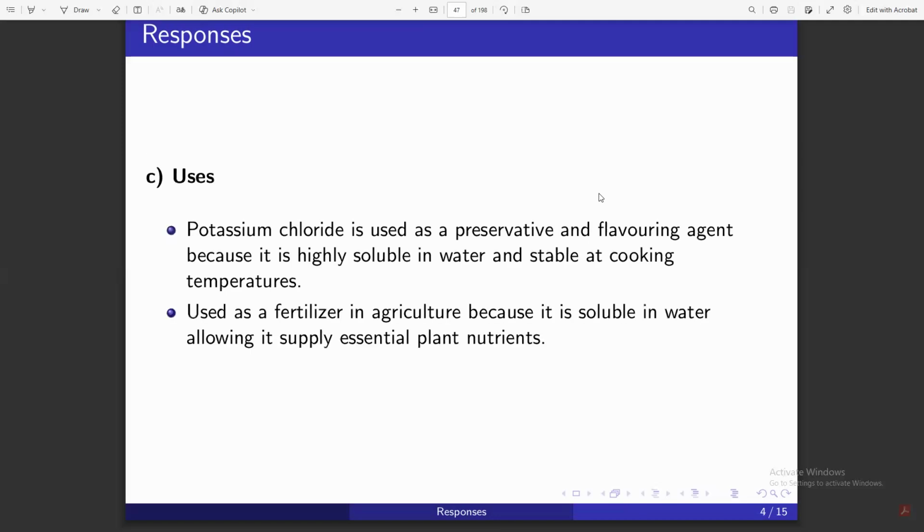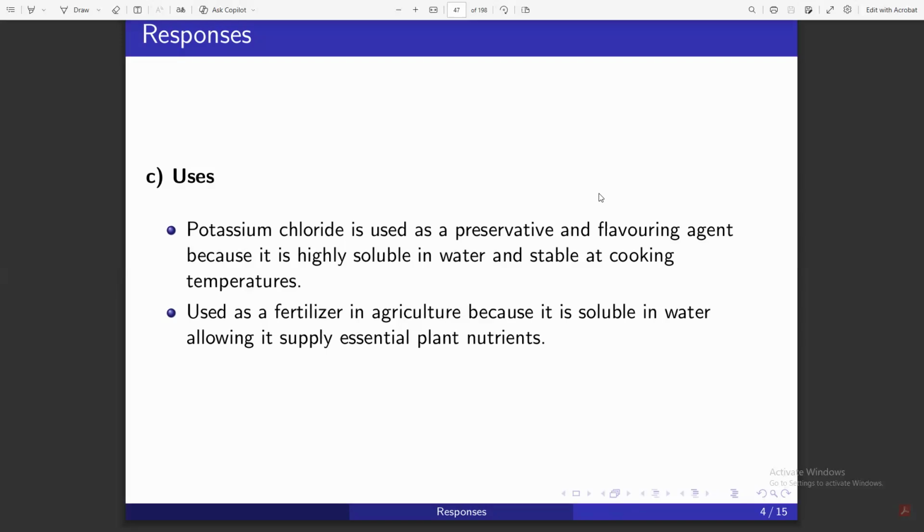Then there are other uses which one can think about apart from it being applied as a preservative, as a flavoring agent, as a fertilizer. It is a salt that can be used as a precursor in synthesis of other compounds. So there are many uses which one can think about, but I have picked out those that are general.